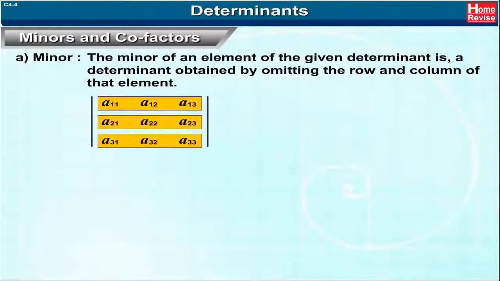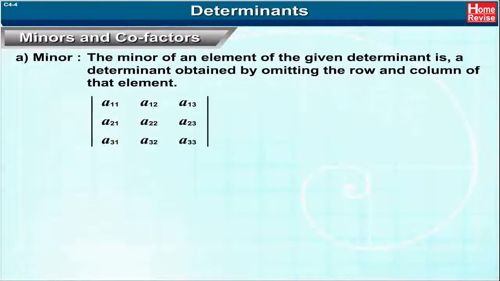Minors and cofactors. A. Minor. Friends, the minor of an element of the given determinant is a determinant obtained by omitting the row and column of that element.